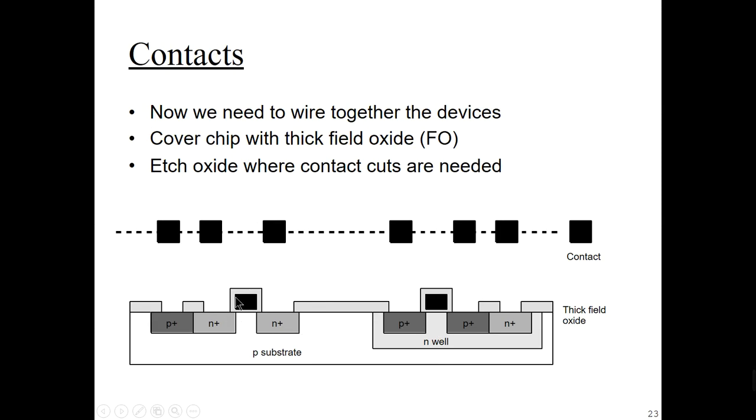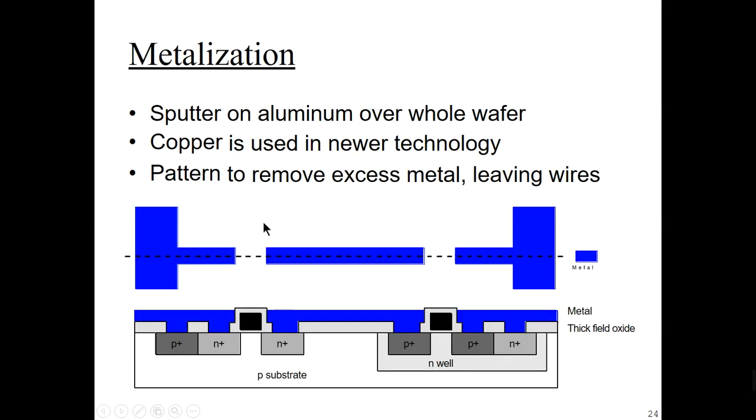Now I have to use some contacts. Now we need to wire together the devices. So cover the chip with thick field oxide, and etch the oxide where the contact cuts are needed. Generally, for the transistor, where we need the contacts, those should be etched. After that, metallization: sputter aluminum over the whole wafer. Here the metal deposition is needed for the entire wafer. For that metal we use aluminum. Copper is used in new technology, so nowadays we are using copper. Previously, in most cases, we used aluminum. After that, pattern to remove excess metal, leaving wires. Any excess metal or wires that are there should be removed.